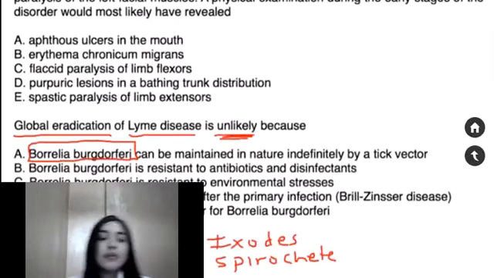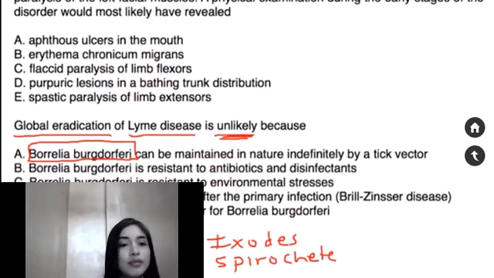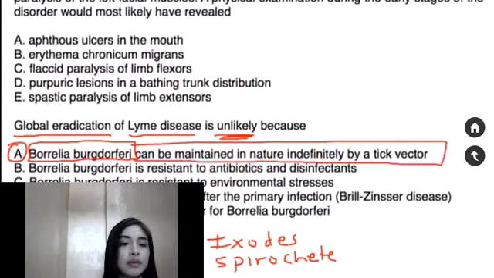Borrelia burgdorferi can be maintained in nature forever, pretty much, by this tick. So therefore, A, where it says Borrelia burgdorferi can be maintained in nature indefinitely by a tick vector, is the correct answer.